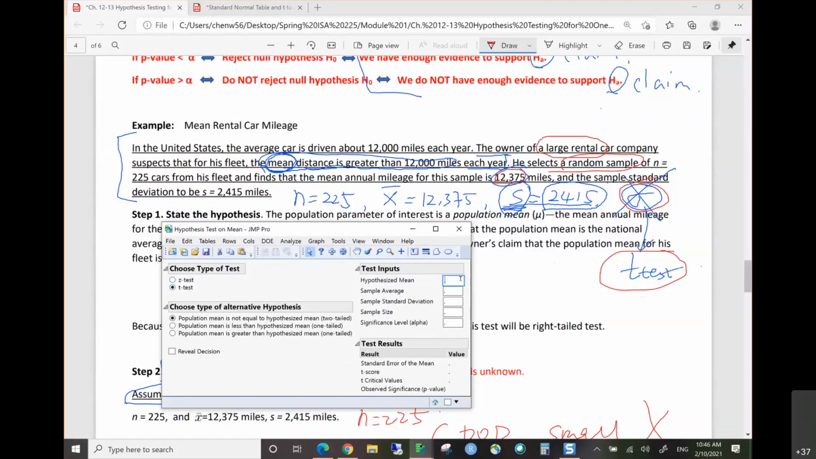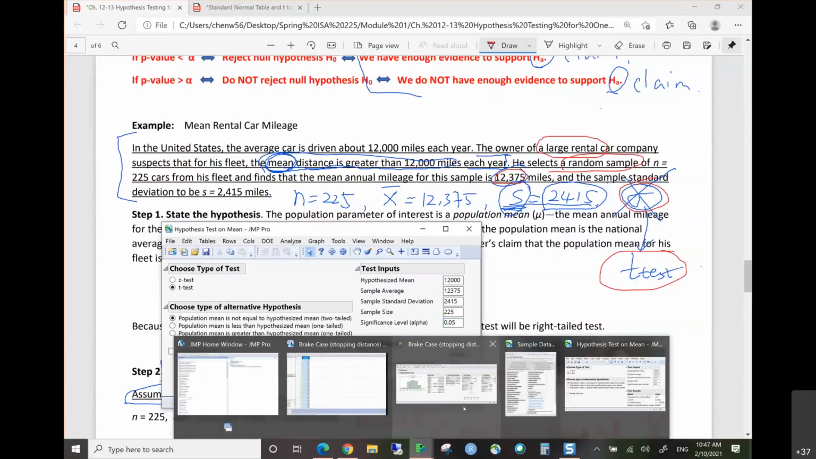And then the first one, the hypothesized mean, which is our hypothesized value, 12,000. Next, sample average, which is our X bar, 12,375. Next, sample standard deviation, which is our S, 2,415. Sample size, which is 225. Significance level, let's try 0.05 for our first example. And then enter.